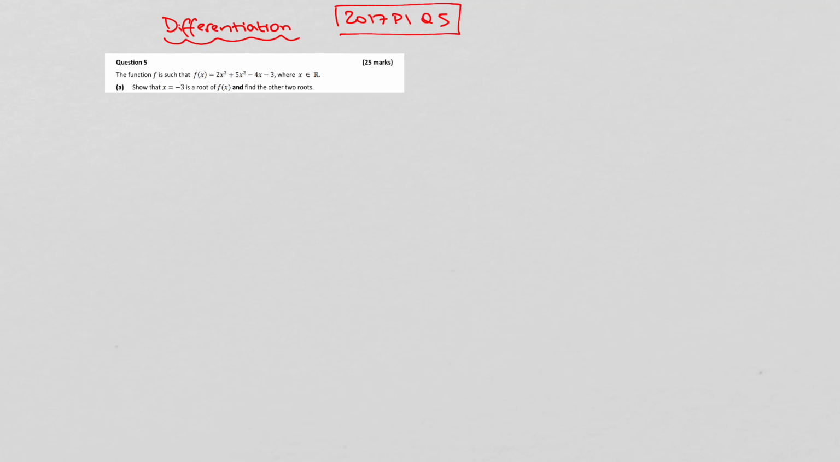2017, paper 1, question 5, differentiation. So here we're given a function and we're asked to show that x equals minus 3 is a root and then also find the other two roots.